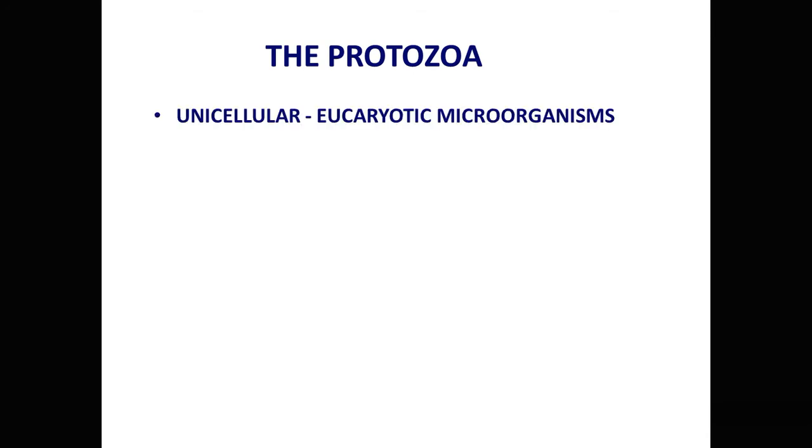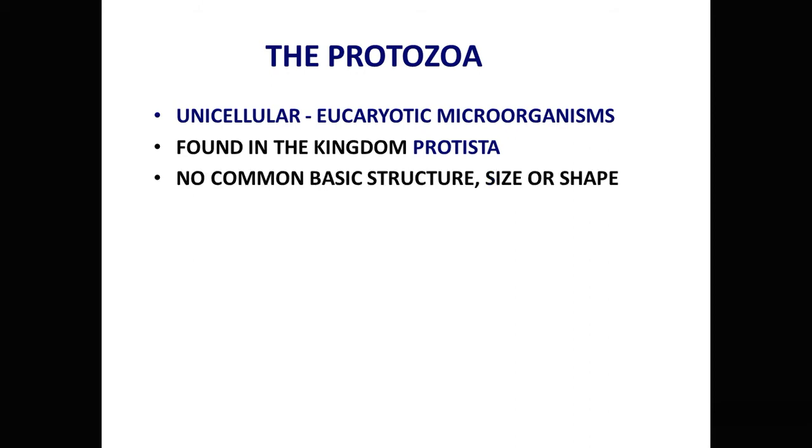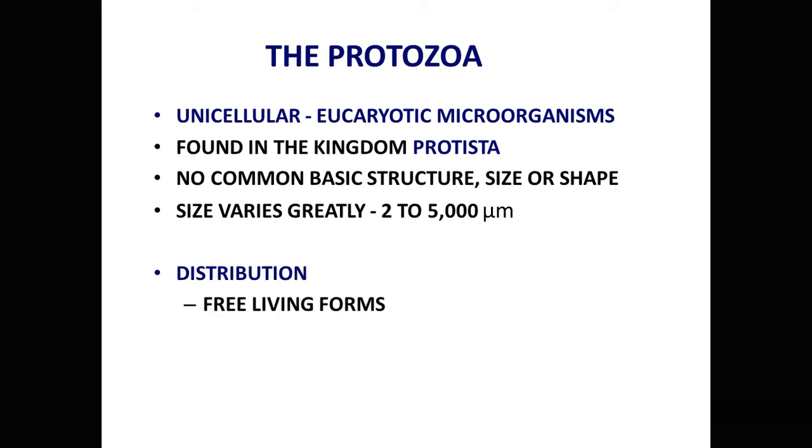So what are the protozoa? They are unicellular eukaryotic microorganisms, and they are considered under kingdom Protista. That also includes unicellular algae and some unicellular fungi. The size and shape of protozoans vary, and size can range from 2 micrometers to 5,000 micrometers. 2 micrometers is quite small for a protozoan because this is the size of bacteria.